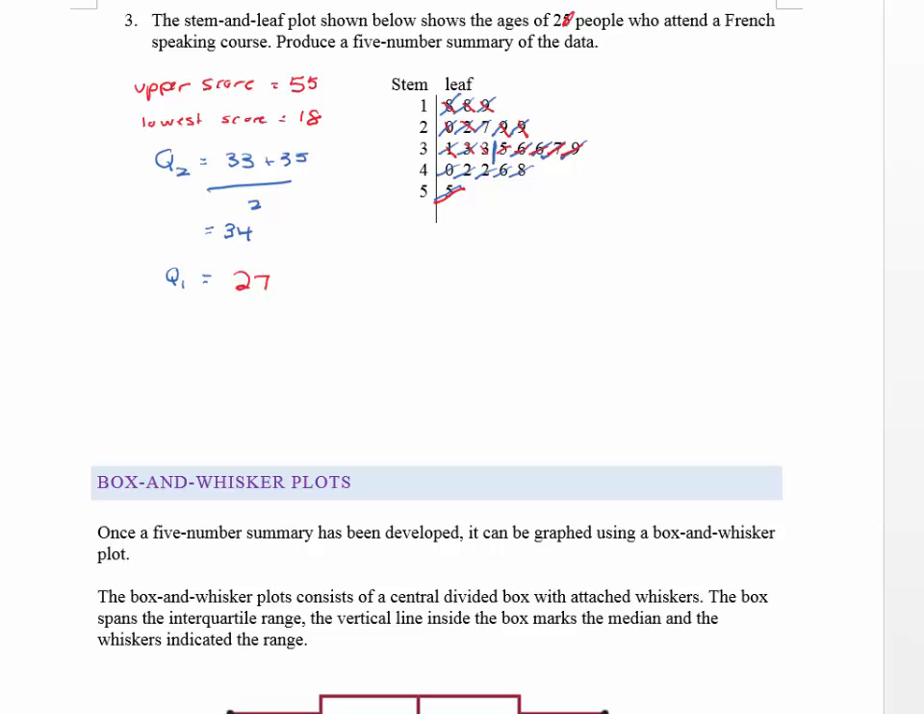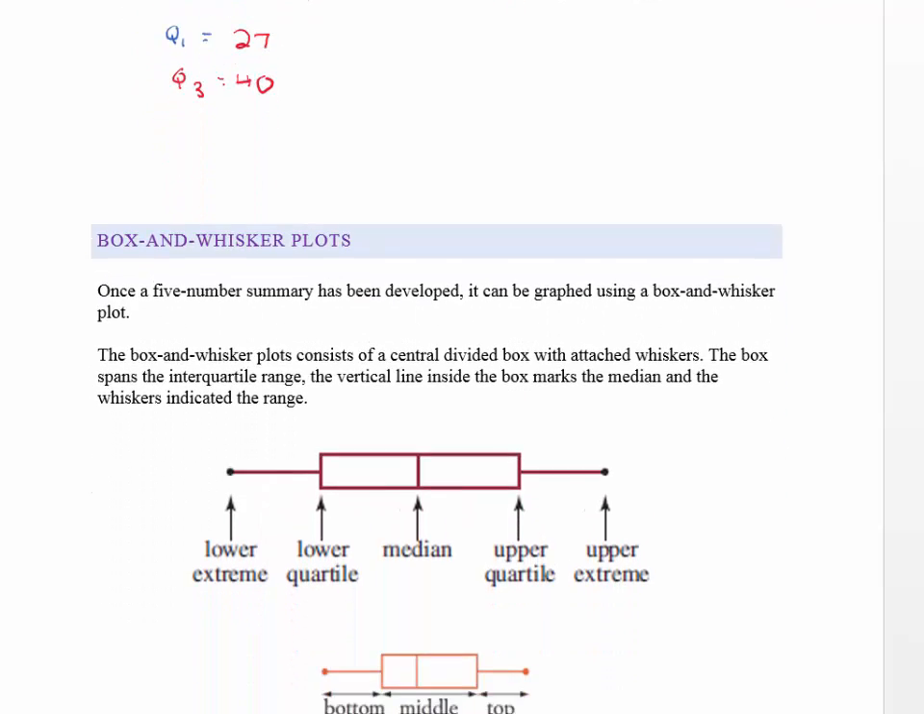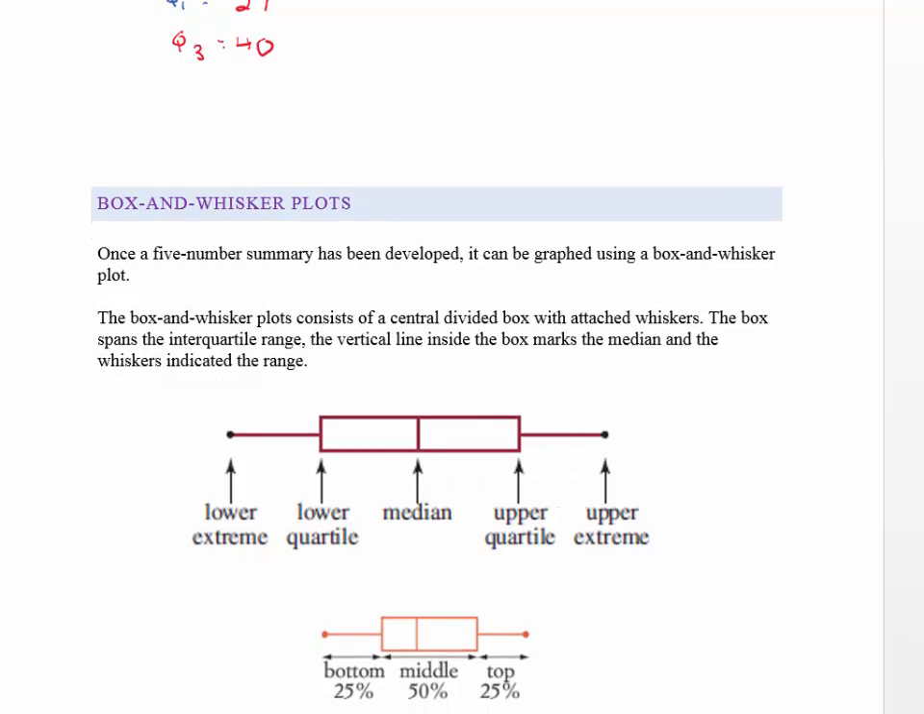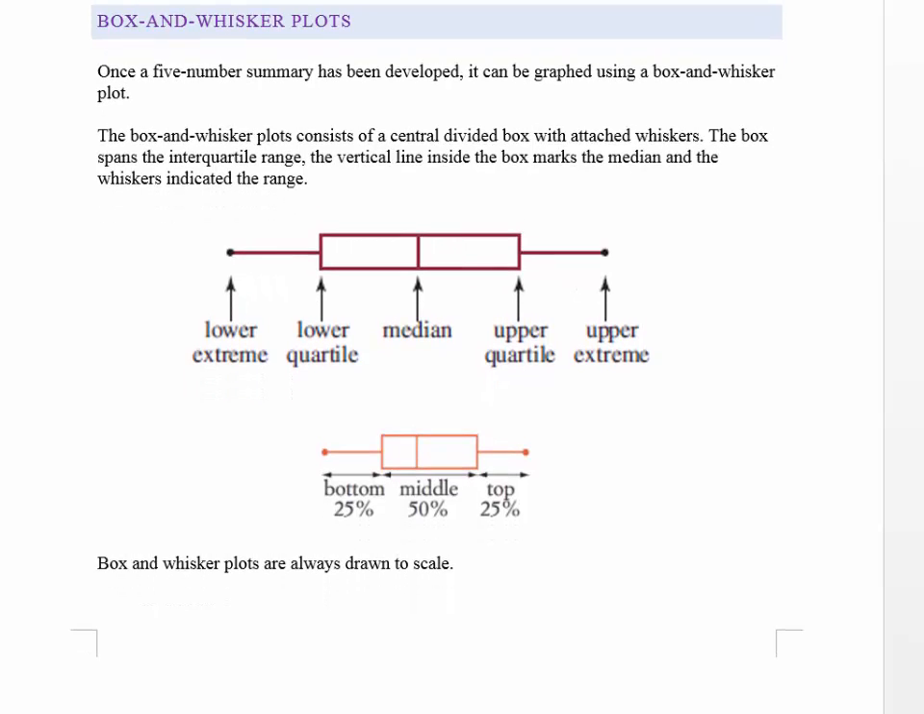1, 2, 3, 4, 5. And there we go. We can see now that Q3 was 40. And that's how easy it is. A nice summary. Now, the biggest reason that we use these 5-number summaries is for things like box and whisker plots, or being able to draw what we call a box and whisker plot.